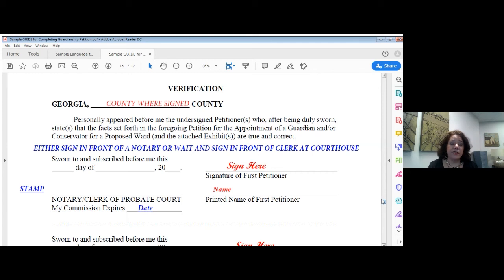Now you can either sign these in front of a notary, or if you're going to be going in person to the court to file the petition, then you can just sign in front of the clerk at the time that you file. Caveat on that, a lot of courts right now are not taking filings in person. They're only taking them via mail. So of course, if you do that, keep a copy of everything that you are going to file.